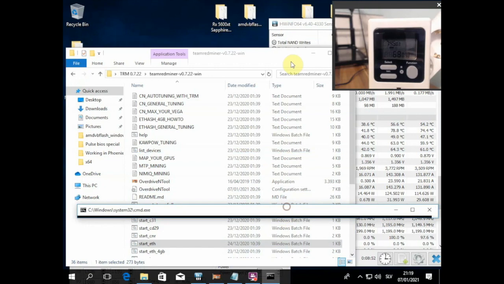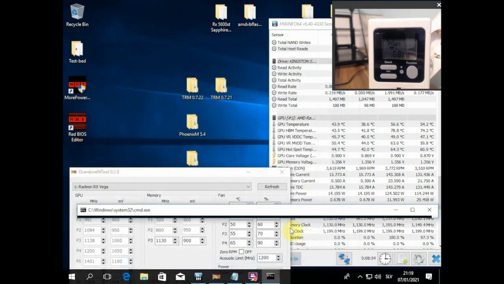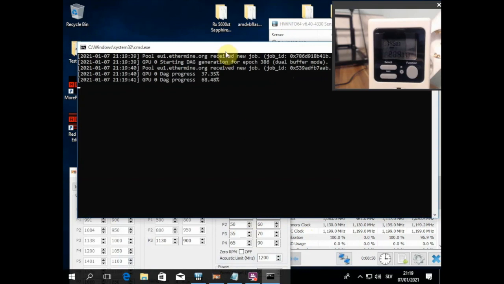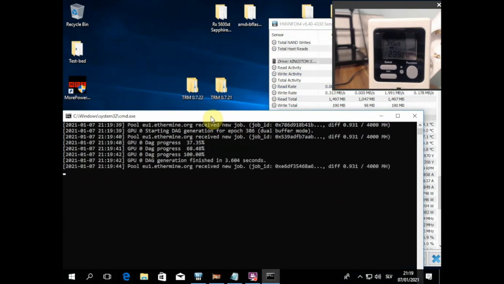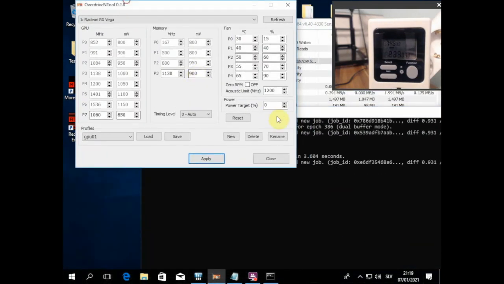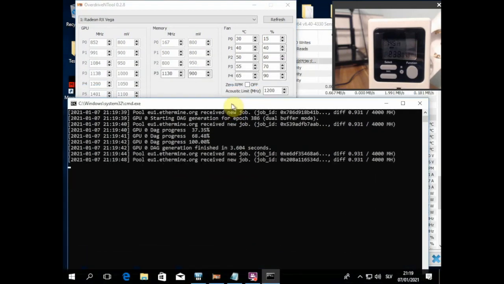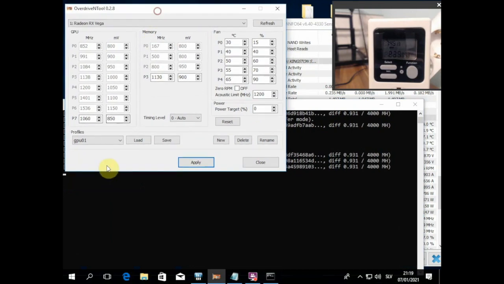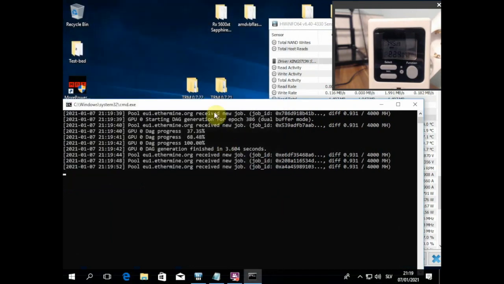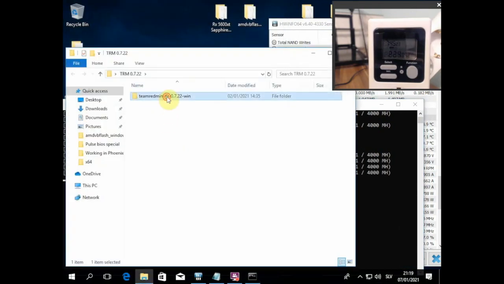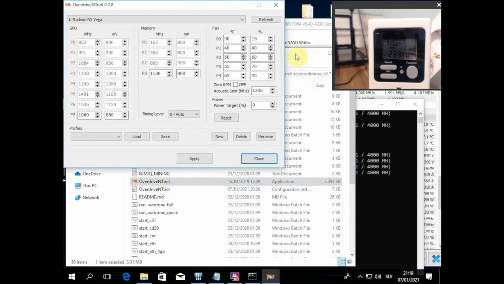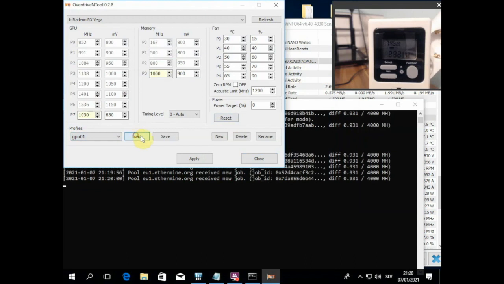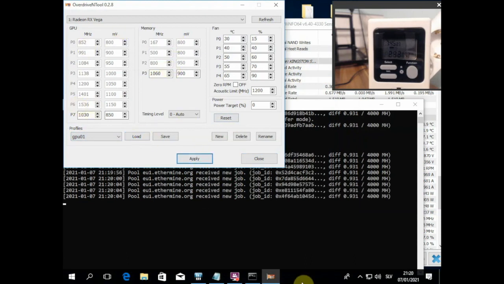And oh, sorry, I want to close this. And I want to open this. Where is this now? Okay. So TeamRedMiner is starting. Also, I want to open this. Okay, so my settings for TeamRedMiner are a bit different.